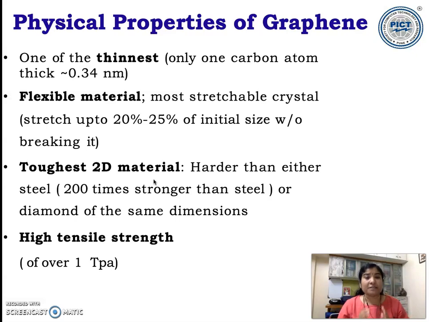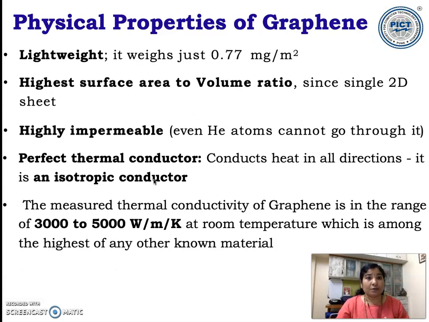Very tough material. It is the toughest two-dimensional material. It is 200 times stronger than steel. So it's very hard, even tougher or harder than diamond of the same dimension. It has high strength. And if we weigh it, it is just 0.77 milligram per meter square. So very lightweight. Then since it is a single two-dimensional sheet, it has the highest surface area to volume ratio. Then it's highly impermeable. Even a helium atom cannot pass through it.